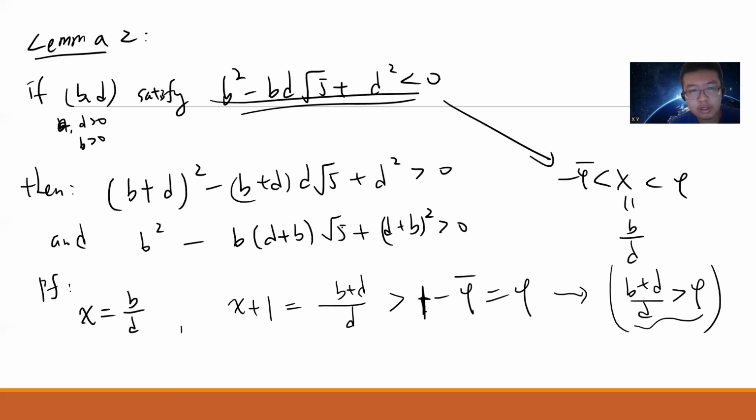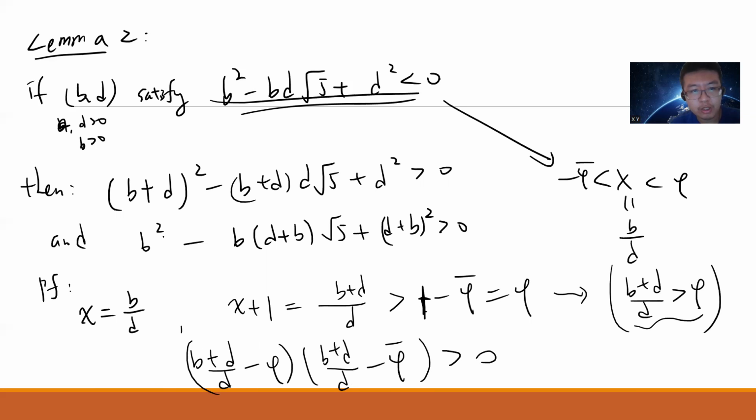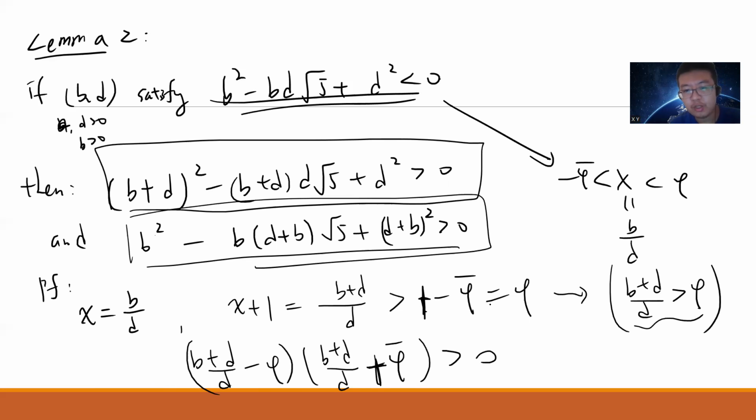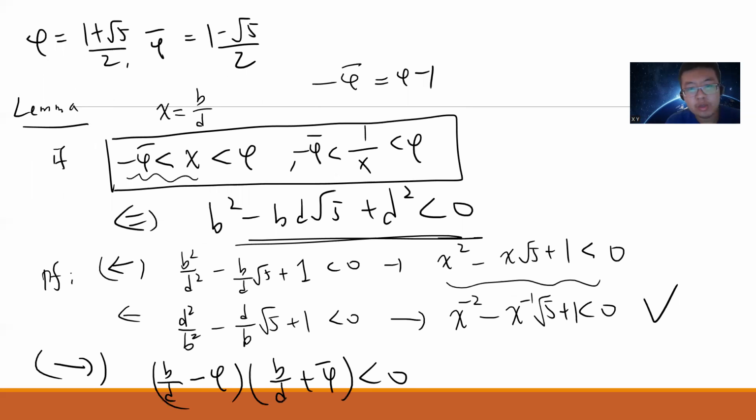If you have this, then you can collect it. You can write b plus d divided by d minus phi, and b plus d divided by d minus phi bar, which is greater than 0. You collect it, then you can get this term. For the same reason, you can get the plus phi bar version and these terms. If you flip it, you can consider 1 over x, which is d divided by b, and use the same proof. Okay, so we have these two lemmas. Now we can prove the result.